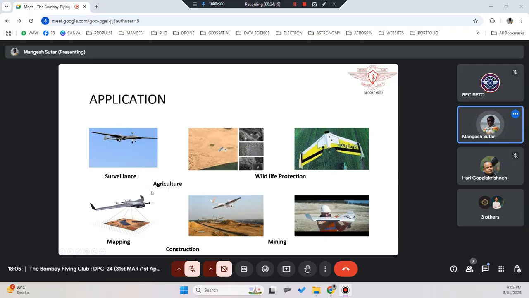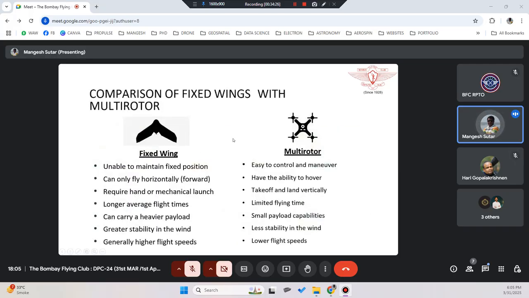Okay. So when we are covering a larger area, that time we are actually using fixed wings. But if you are using it for a smaller space, you will normally use multi-rotor. So how do you compare? Fixed wing is unable to maintain a fixed position, because it is always in a forward direction. It can only fly horizontally in a forward direction. It requires a hand or mechanical launch, or maybe even a runway. Long average flight times, because it has a longer endurance capacity. It can carry heavier payloads, because it's using aerodynamics, so it can glide, it can fly.